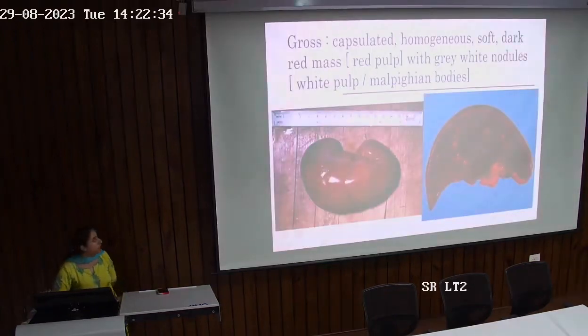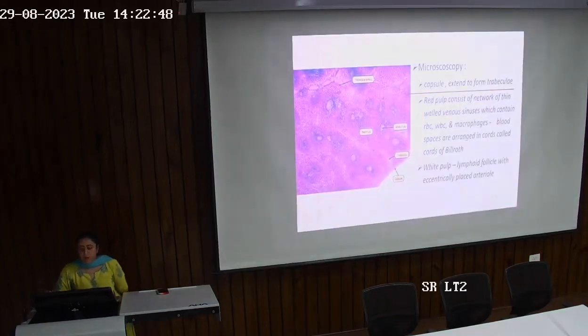Now this is a picture of CVC spleen, that is the congestive spleen. It shows a capsulated homogeneous soft dark red mass, that is the red pulp, with grey white nodules, that is the white pulp. Under the microscope, it will be seen like this, with the capsule extended to form trabeculae. Then the red pulp consists of a network of thin-walled venous sinuses which contain RBCs, WBCs and macrophages, and the blood spaces are arranged in cords called cords of Billroth. Then the white pulp consists of lymphoid follicles with eccentrically placed arterioles.